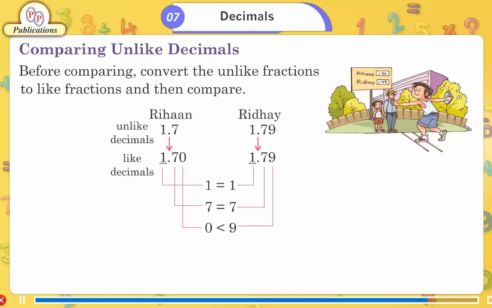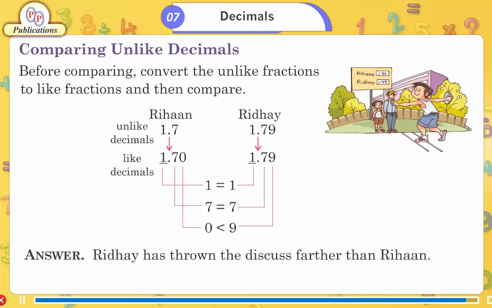Rehan, Ridhai. Unlike decimals 1.7, 1.79. Like decimals 1.70, 1.79. 1 is equal to 1. 7 is equal to 7. 0 is smaller than 9. Answer: Ridhai has thrown the discus farther than Rehan.